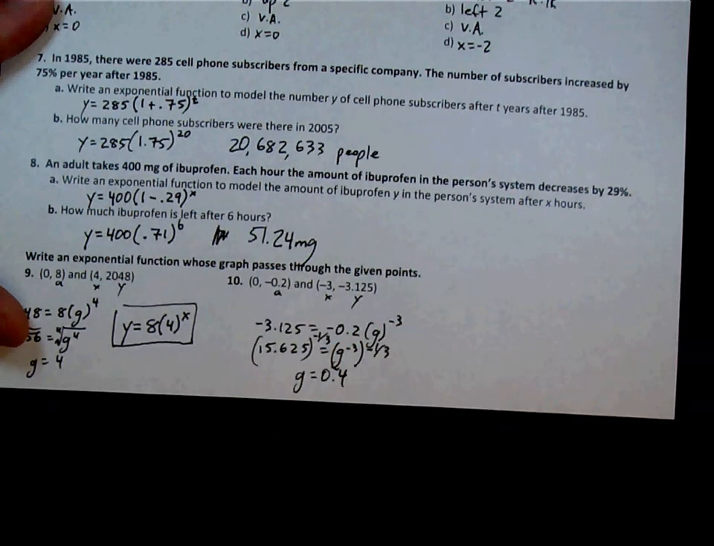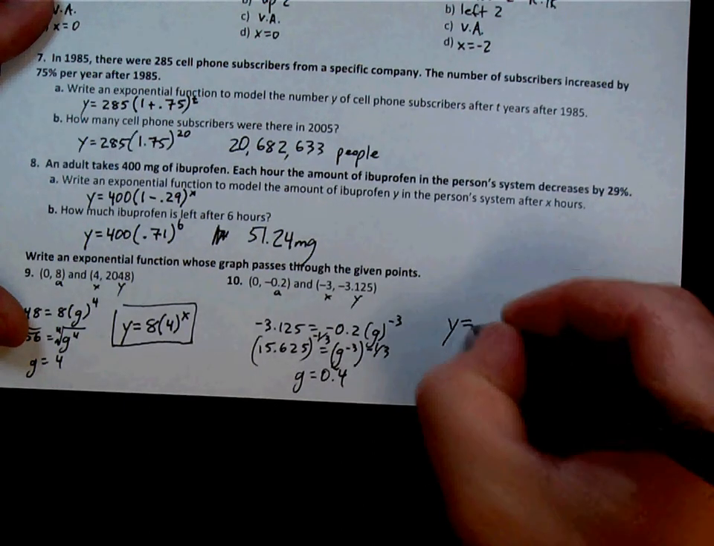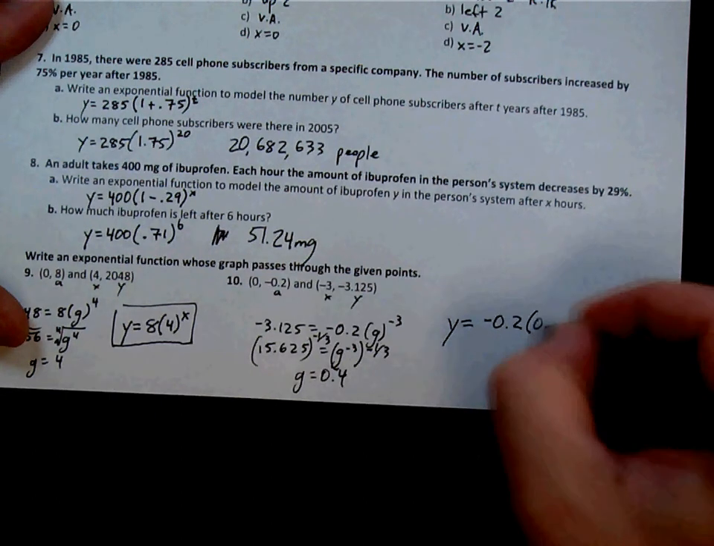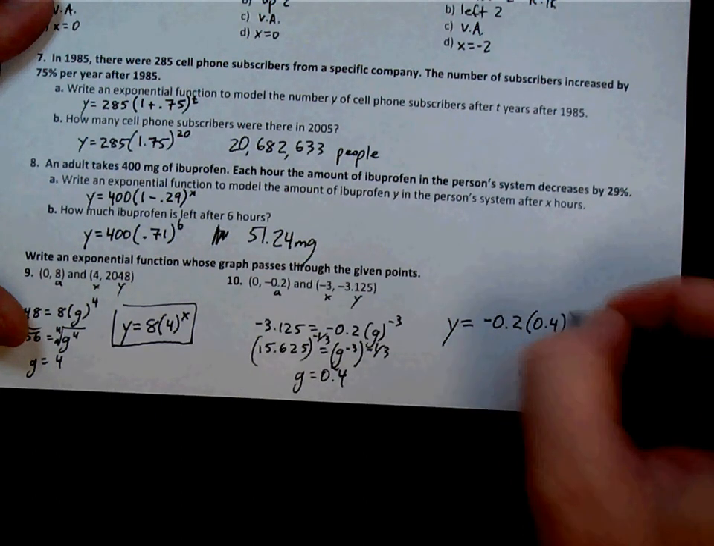So since that's less than 1, we know it's a decreasing problem. It's exponential decay. My initial amount was negative 0.2. 0.4 is my growth factor to the power of x.